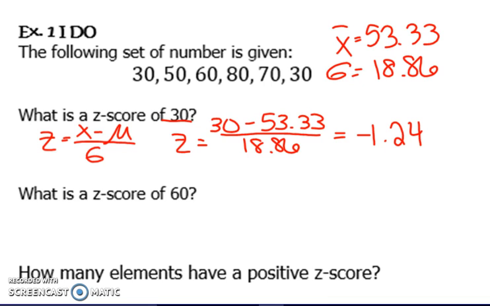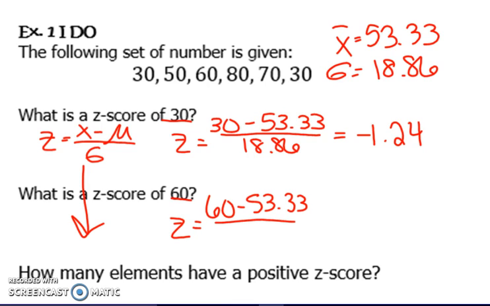The second one, it says 60. We're still using that same formula, but now with the z-score, it's going to be 60 minus 53.33 over 18.86. In this case, 60 is above my mean, so it's going to be a positive z-score, and we're going to get a z-score of 0.35. And that makes sense because that number is close to the mean, so it's not going to be that many standard deviations away.